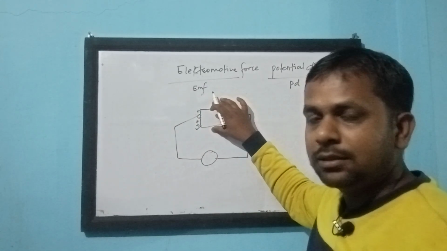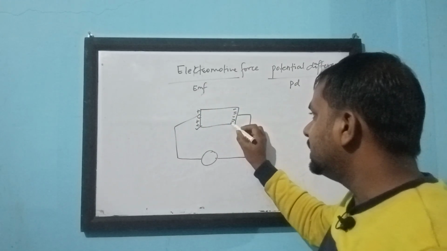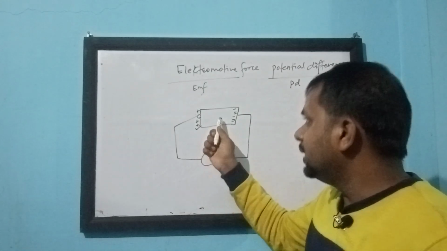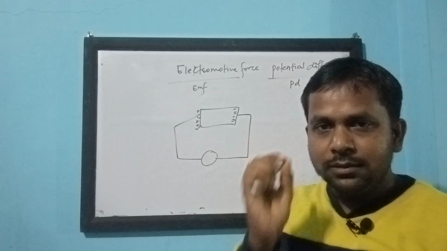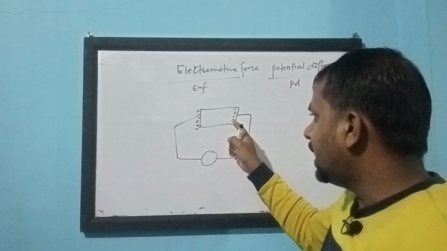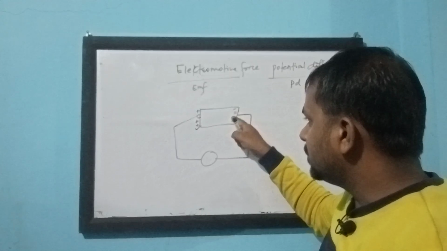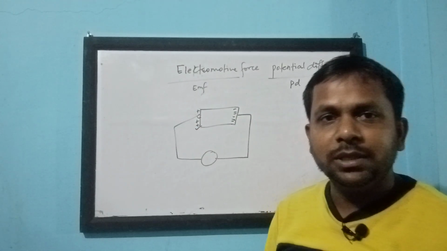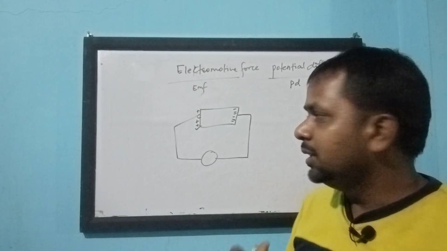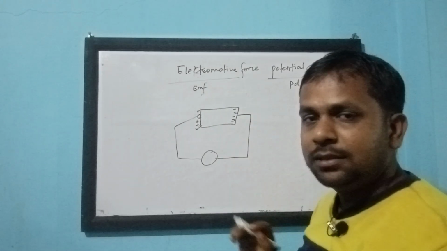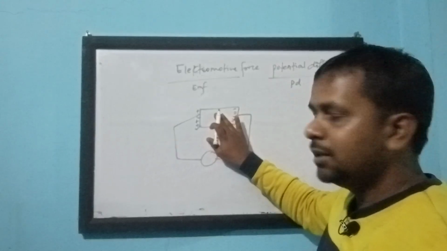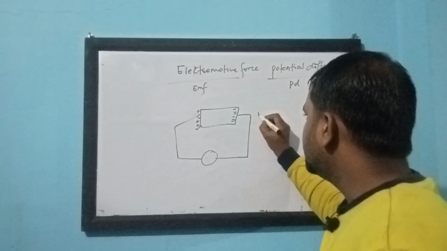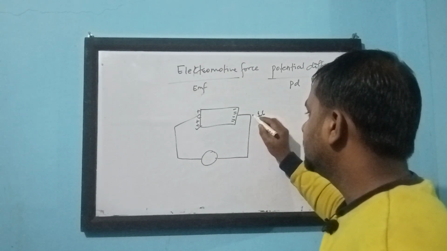This cell provides some energy to these charges. The cell provides some energy to the charge so that it can move from one end to another end, or one terminal to another terminal. Then the energy supplied by the cell per coulomb of charge, we can say 1 coulomb of charge.